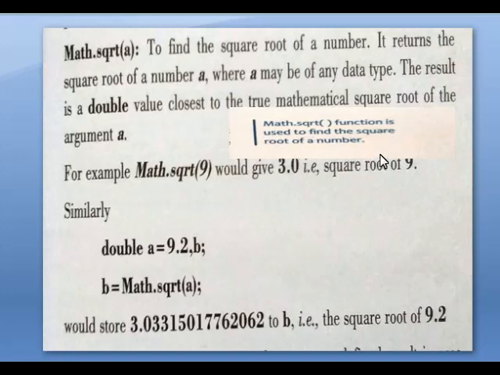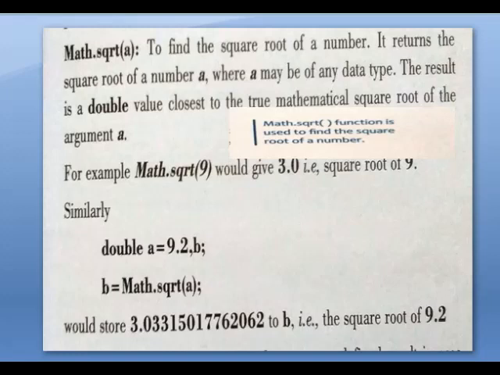For example, Math.sqrt of 9. 9 is the square of 3. 3 squared means 9. So we will take 3 as the answer. Math.sqrt of a returns the value in double, so we have written it as 3.0.